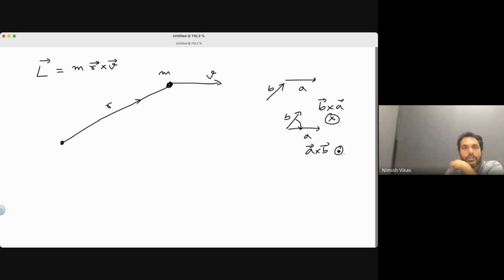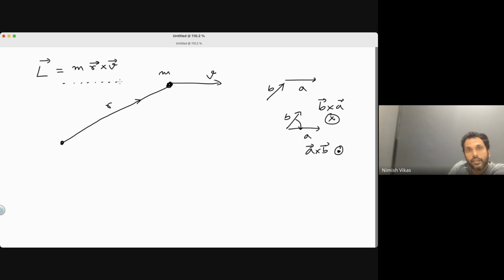I hope you know this cross product and all. If not, you'll have to brush it up a bit, or you can ask me a doubt over here if you want to ask. So, for a point mass, angular momentum was this. Is that clear?